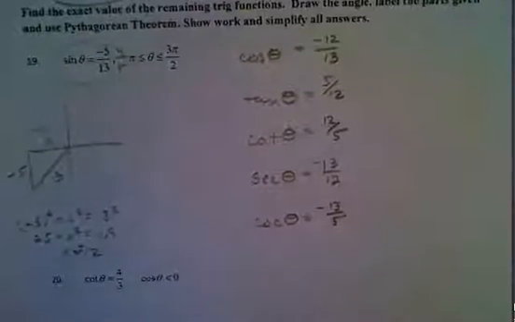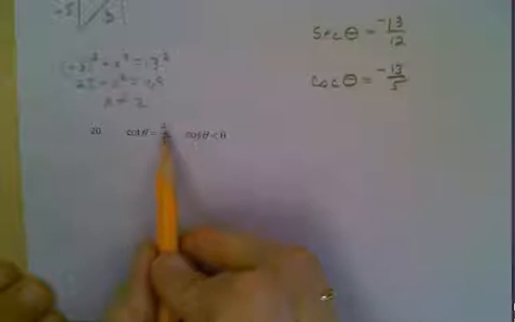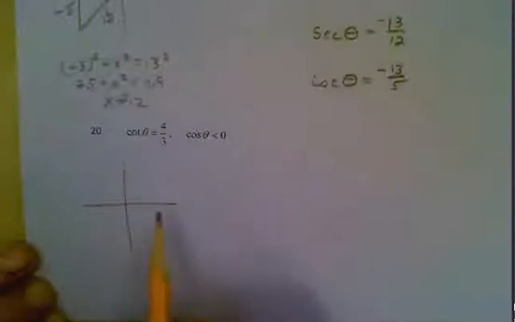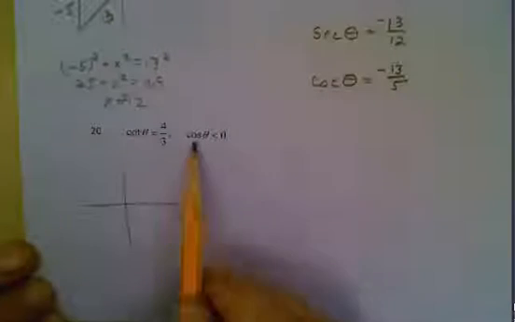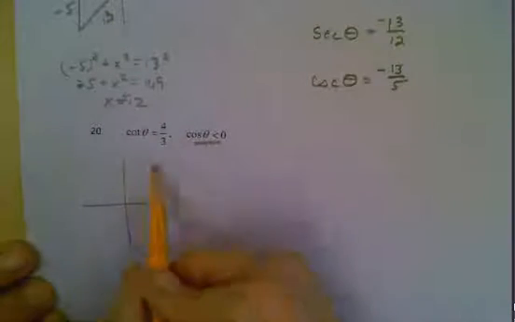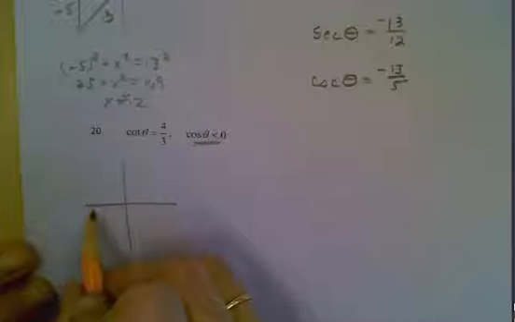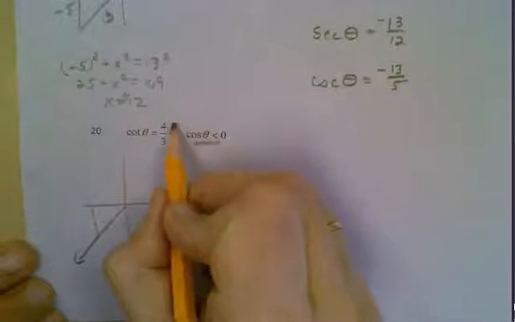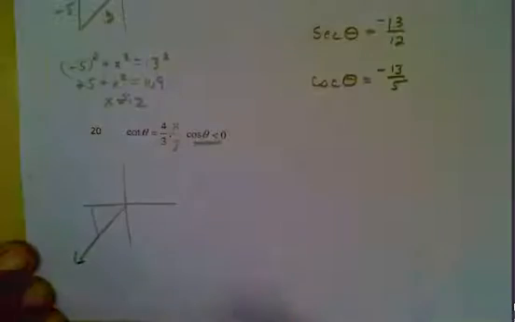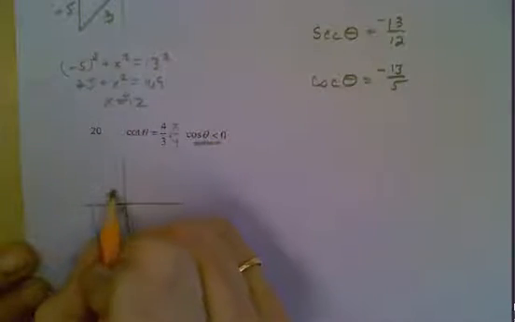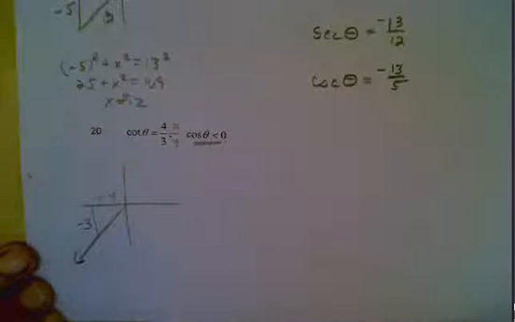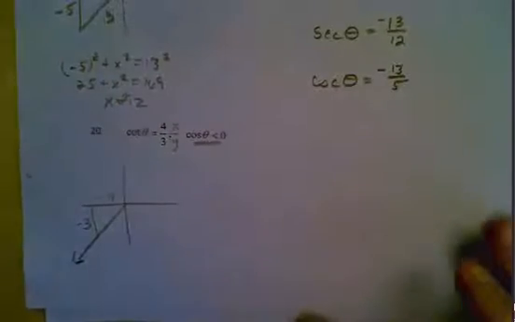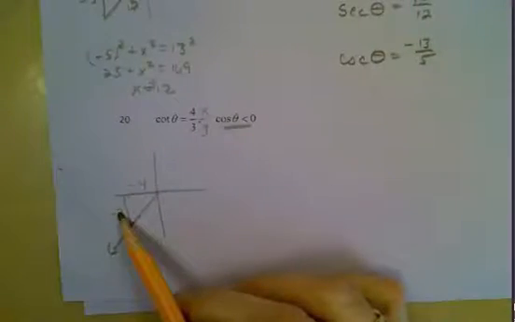Okay, so those are your other 5. We'll do the same thing with number 20. With number 20, my cotangent is 4/3. Remember, cotangent is positive in the first or the third, but this says the cosine is negative. So if the cosine is negative, the sine also has to be negative. So again, we're down in the third quadrant. Cotangent is x over y. So I know the x value is -4, the y value is -3. That still gives me a ratio of 4 over 3.